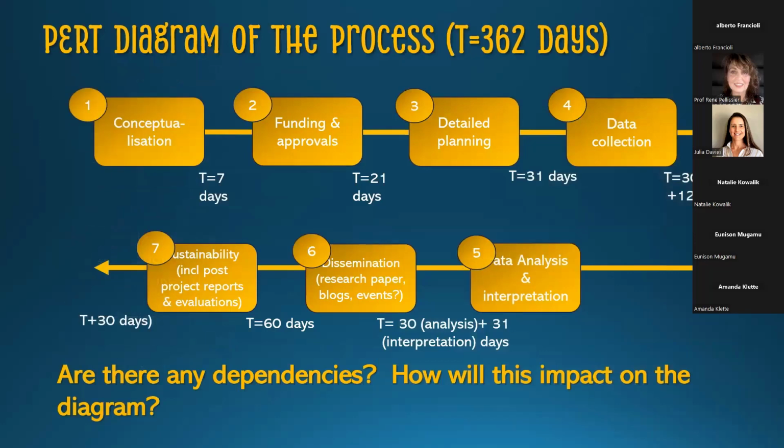So here's a process with all the tasks taking place. There's from conceptualization to funding and proposals up to, in this case, data analysis, dissemination, and the sustainability of the project. And in each case, I added how long each one of these activities will take. From conceptualization to funding takes 7 days. From funding and approval to detailed planning takes 21 days. From detailed planning to data collection takes 31 days. And as we continue, the times to completion of that task is here.